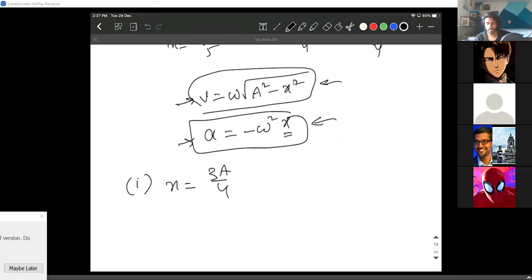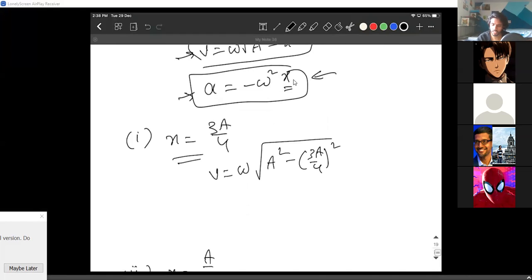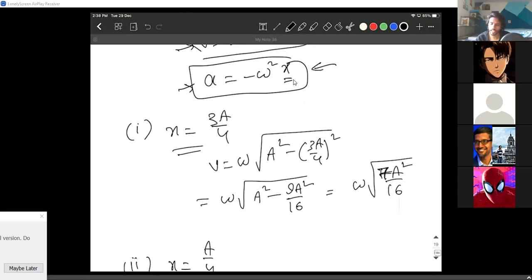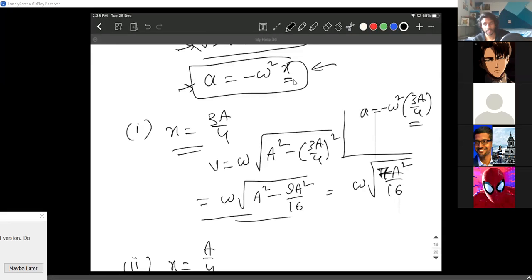So let's talk about them. x equals 3a by 4. Speed v equals omega into root over a square minus 3a by 4 whole square. So you get omega into root over a square minus 9a square by 16, which is omega into root over 7a square by 16. Let's just leave the whole thing in the root itself. So that is v. And the acceleration equals minus omega square into 3a by 4. That's it. Agree? Yes, sir.